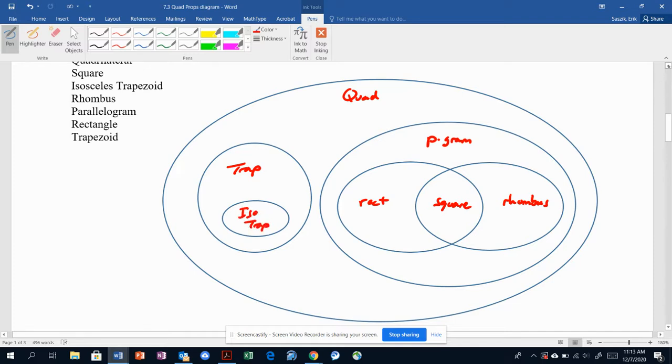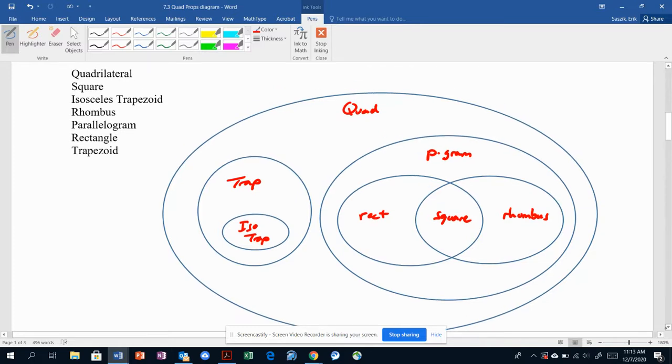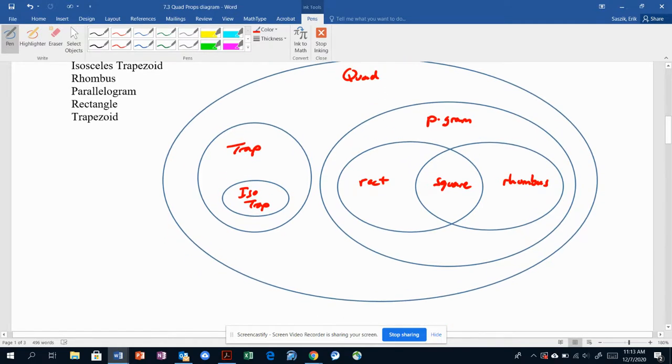Notice how there's something missing from this Venn diagram, and that is kite. And the kite's weird. It's going to be kind of its own separate thing, but it does have some properties of parallelograms, so there might be some overlap in here, but it's strange. I'm just going to write it as its own thing. But there is some overlap.